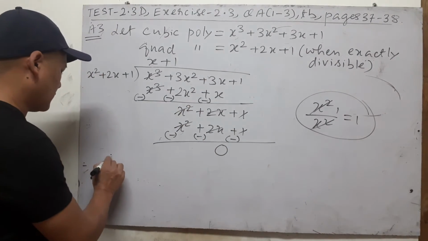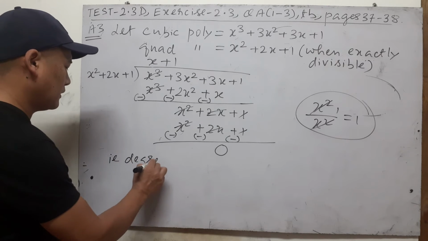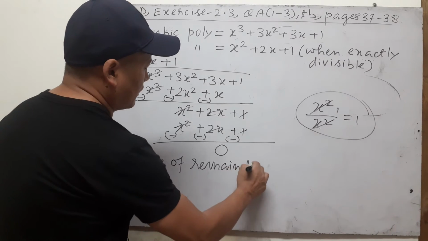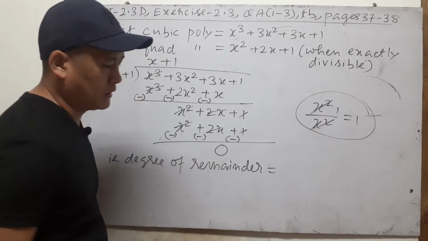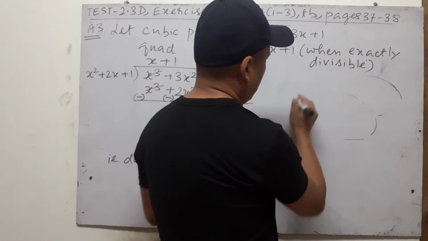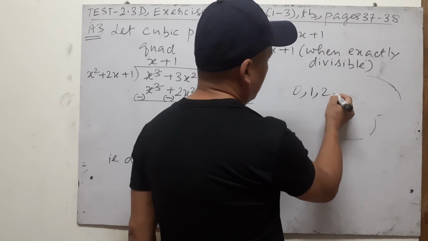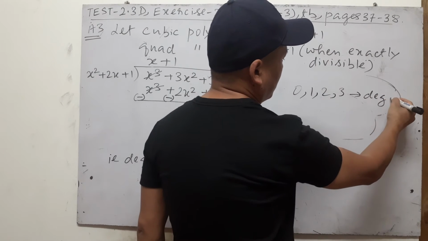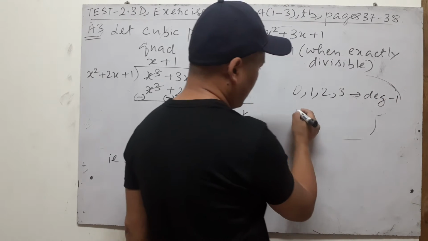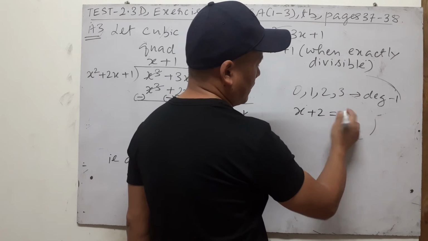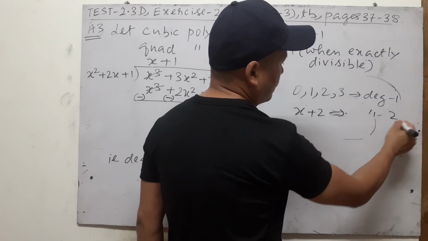That is, in other words, the degree of the remainder. Now you see here, I've taught this in one of the earlier classes. If it's a constant number like 0, 1, 2, 3, 7, 13, whatever, the degree of such a polynomial is degree 0. If it is x plus 2, the highest power of x is 1, then it is degree 1.